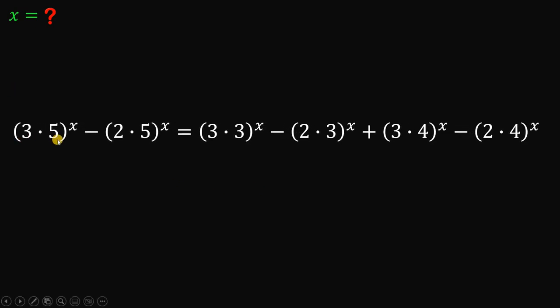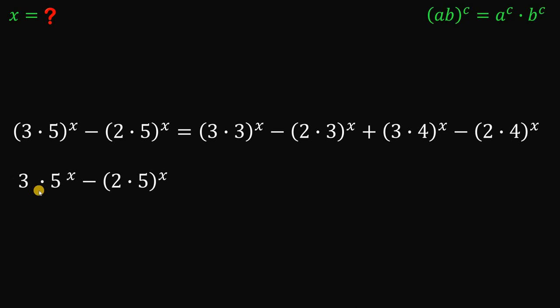Alright, so we have 3 times 5 raised to x minus 2 times 5 raised to x. Let's get these two pairs. So we have 3 times 5 raised to x minus 2 times 5 raised to the power of x. Now, take note that if we have a times b raised to the power of c, this can be written as a raised to c multiplied by b raised to c. Therefore, 3 times 5 raised to the power of x can be written as 3 raised to x times 5 raised to x. We will do the same thing to 2 times 5 raised to the power of x.